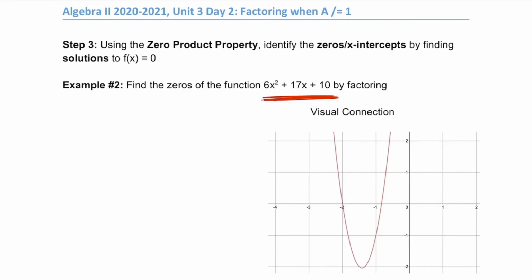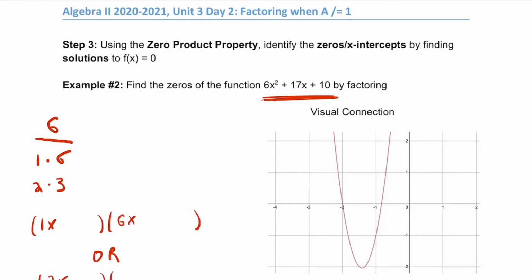The reason this is hard is that 6 could be either 1 times 6 or 2 times 3. So what that means is you have to think about, maybe it's 1x times 6x, or it's 2x times 3x. And so there are more possibilities that you have to consider. 10 is either 1 times 10 or 2 times 5.